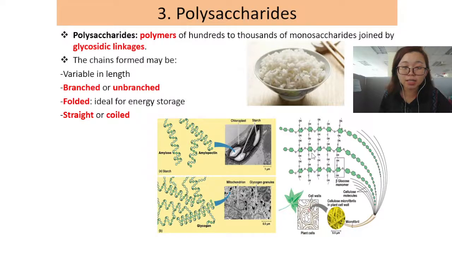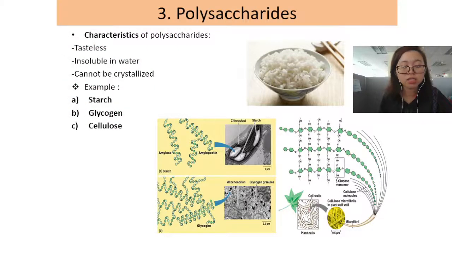So let's look at the characteristics of polysaccharides. Polysaccharides are tasteless. They are insoluble in water and they cannot be crystallized. So kamu bayangkan nasi. Nasi hampir tiada rasa, tasteless. Nasi tidak larut dalam air. Dan nasi tidak berbentuk kristal. Okay, it is not of sharp edges.